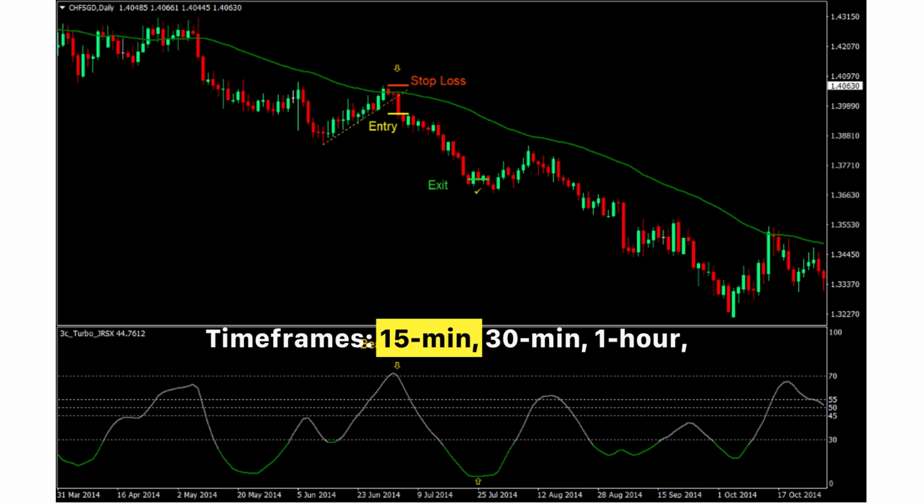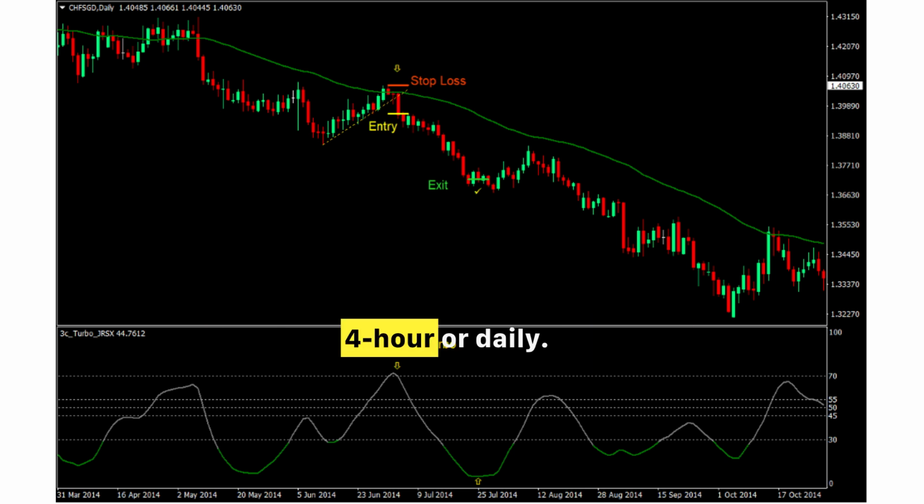Time frames: 15-minute, 30-minute, 1-hour, 4-hour, or daily. Major, minor, or cross pairs.